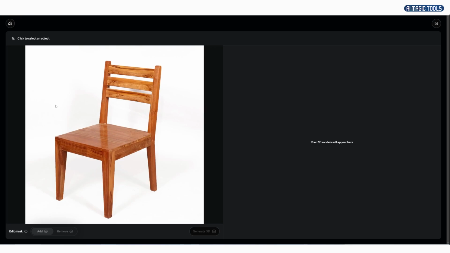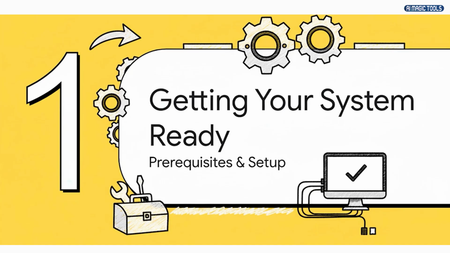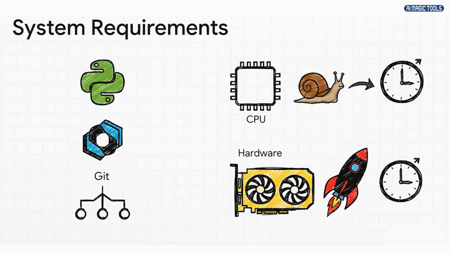Okay, first things first. Before we can start making cool 3D stuff, we've got to get our system ready to roll. So let's quickly run through what you're going to need. All right, on the software side, it's pretty standard stuff. Python, PyTorch, and Git. But, and this is the big one, look at the hardware. You really want an NVIDIA GPU with at least 6 gigs of VRAM. I mean, you could try to run this on a CPU, but it's the difference between waiting a few minutes versus a few hours. So GPU is definitely the way to go.